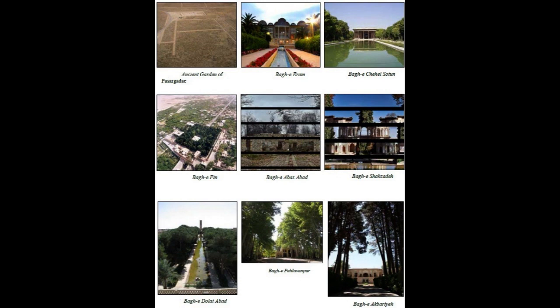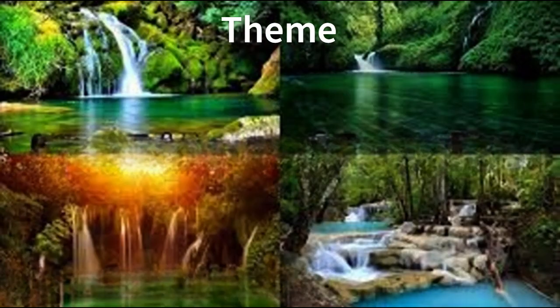Each garden has its unique design, reflecting the local culture, climate, and history of its region. Together, they represent the rich heritage and artistry of Persian garden design and provide a tangible connection to Iran's cultural and architectural legacy. The Persian garden was created with the concept of paradise in mind, which is derived from the Persian word parideja, meaning walled garden.